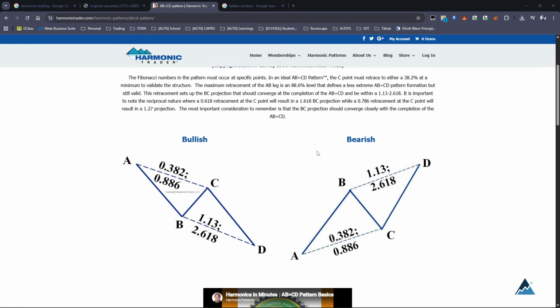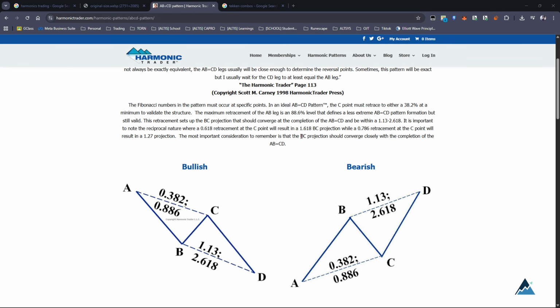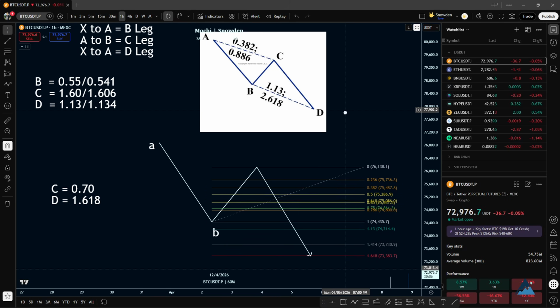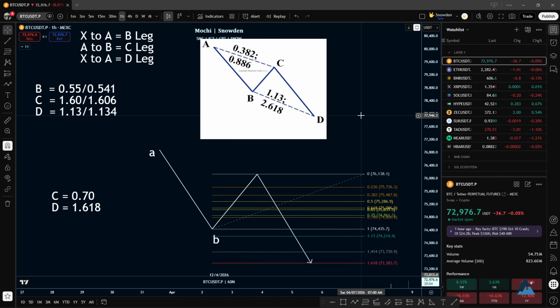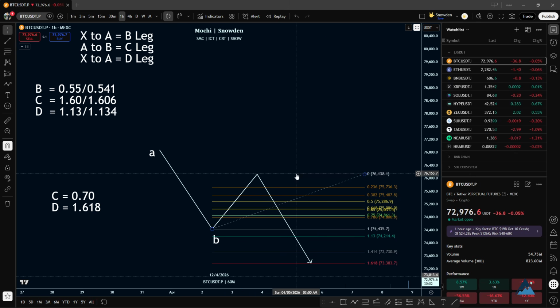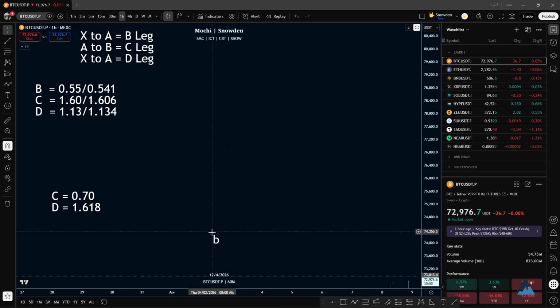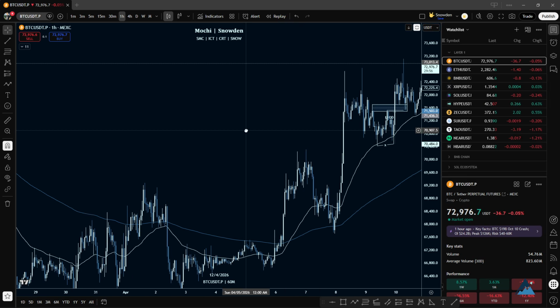Okay po. But, meron tayong tinatawag na BC projection, di ba? So, mamaya, pag-usapan natin yun. But for now, let's just talk about the very simple concept muna ng harmonics, which is how do we find harmonics pattern sa chart, di ba? So, hanap lang kayo ng M or W.